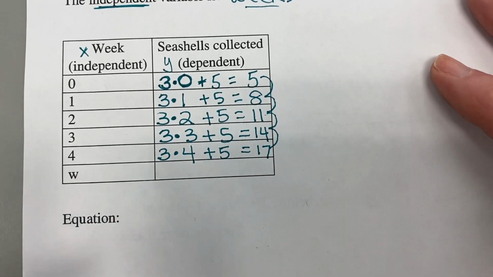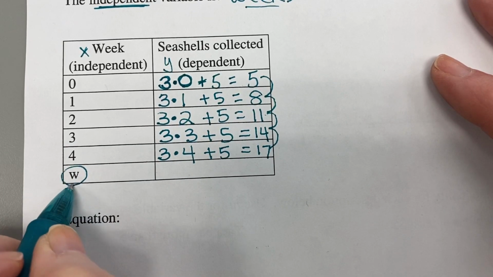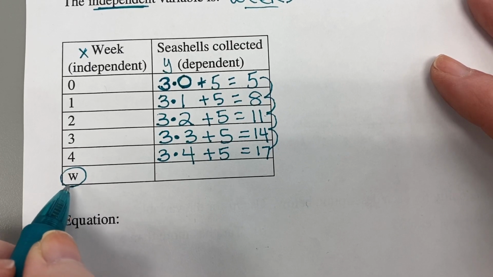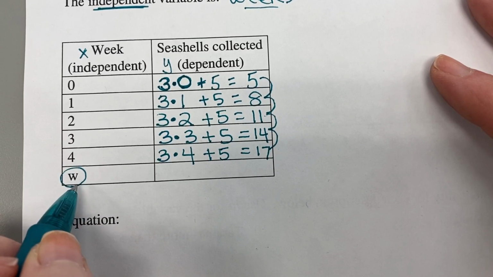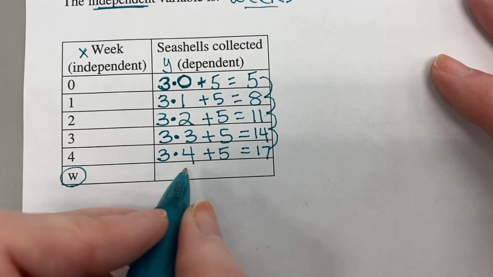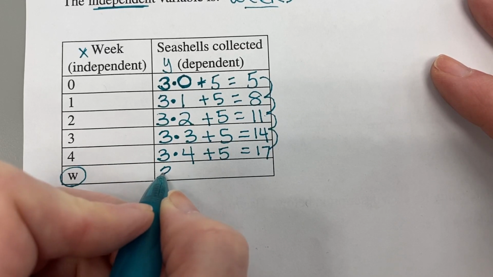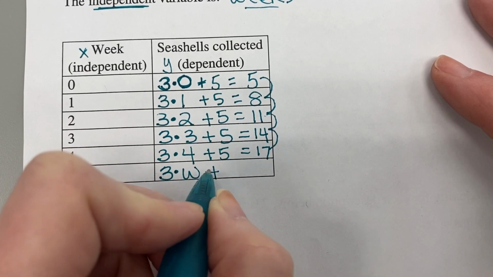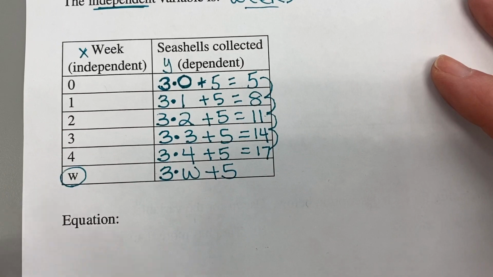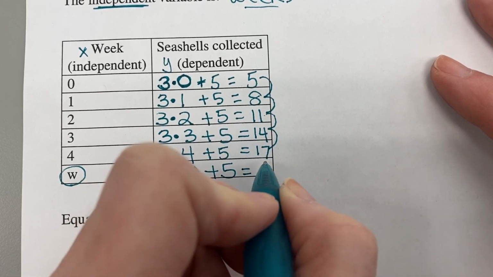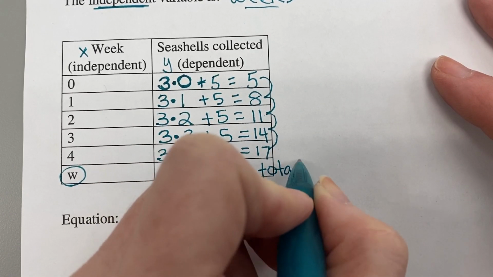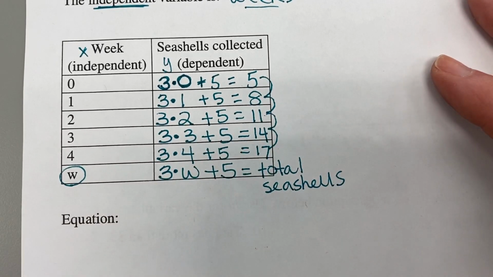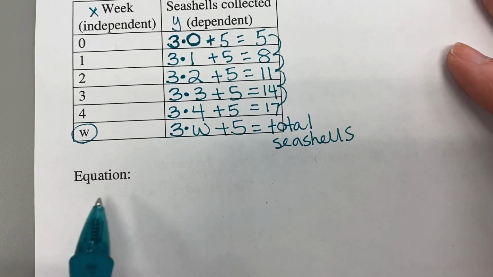Now look at this. Now they made it generic, W. W weeks have passed. So if any amount, we're going to call it W weeks have passed, what would be the equation here that goes with this? Well, 3 seashells per week times W weeks plus 5. And that would equal total seashells. So your equation might look like this.